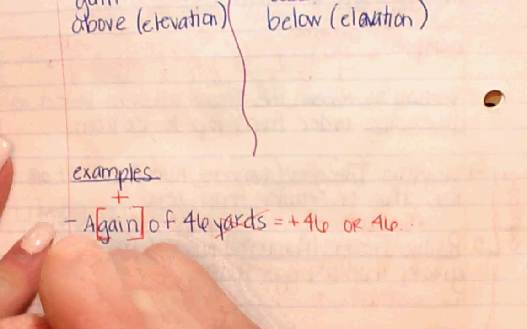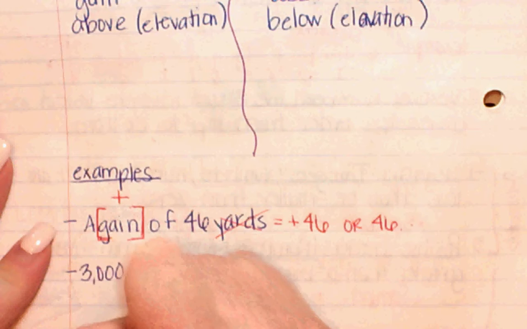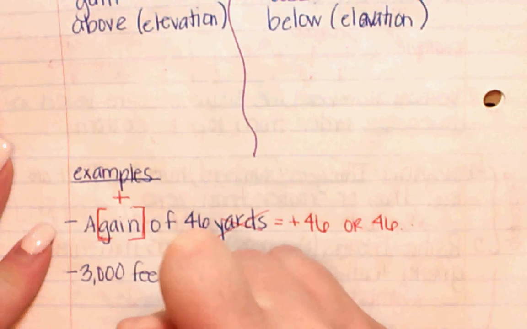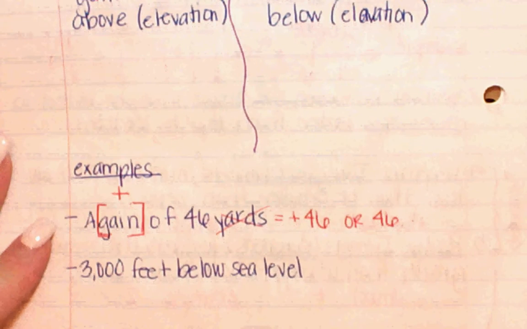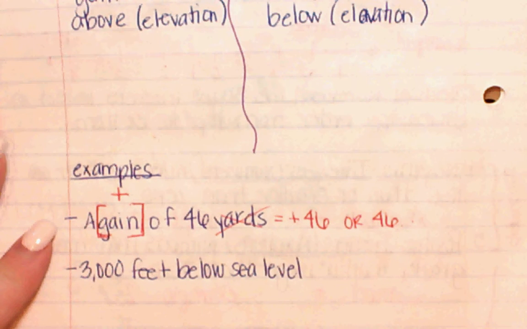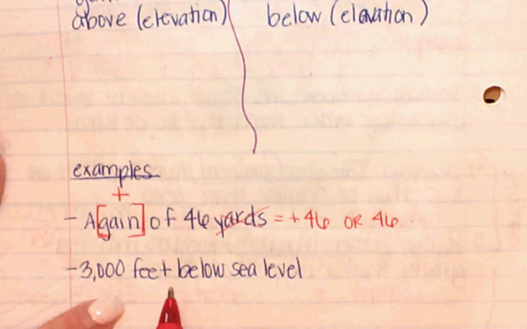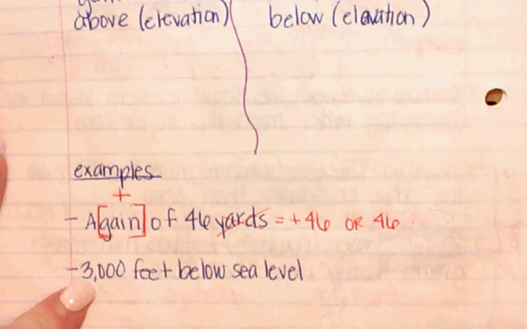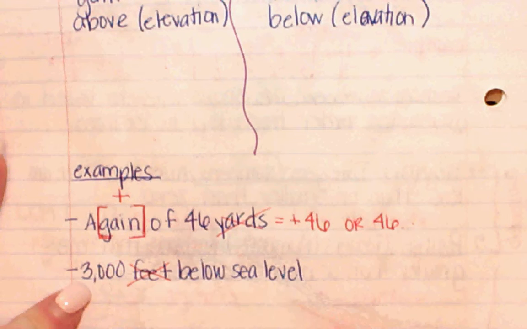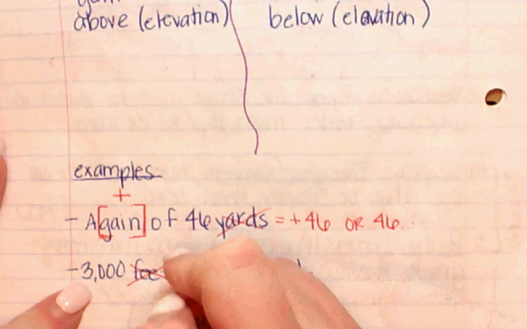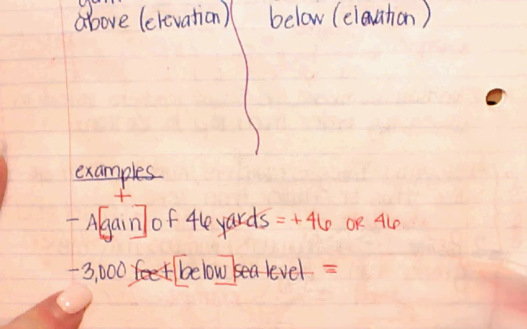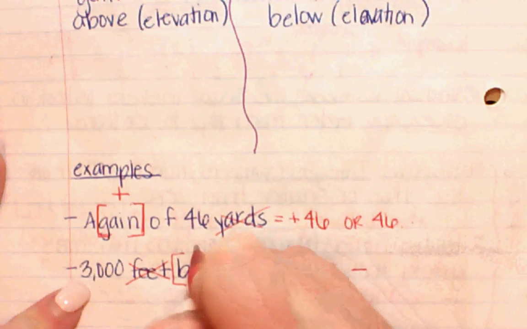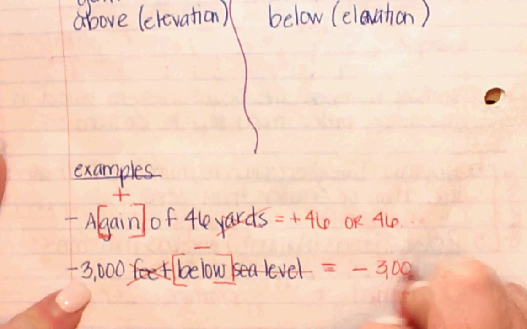Let's see. 3,000 feet below sea level. Again, look for the keyword that tells you if it's positive or negative. 3,000 feet, that's going to be what I use to do my integer, so I'm going to ignore that for now. I'm not going to write feet, so I'm going to cross that part out. Below sea level. Sea level means nothing to me, so below is my word. That's going to tell me if it's positive or negative. Thinking about it, below is a negative number. So it's negative 3,000.